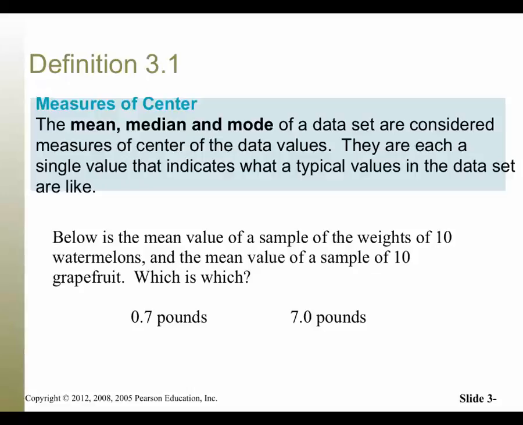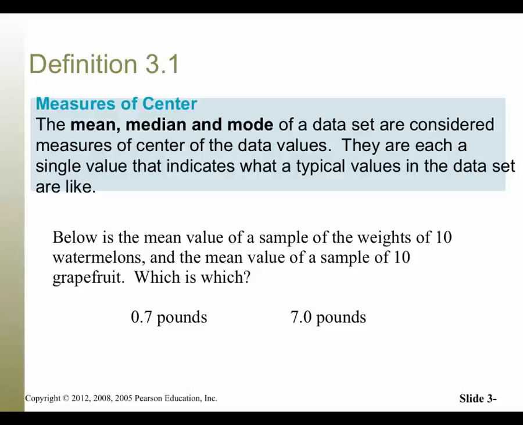So that's important. Can we have one number that gives us an idea of what the data values are like? Below is a mean of a sample of the weights of 10 watermelons and the mean of a sample of 10 grapefruit. Which is which? So 0.7 pounds would be an indication of the weight of what kind of fruit, watermelon or grapefruit? And 7 pounds would be the indication of watermelon or grapefruit.